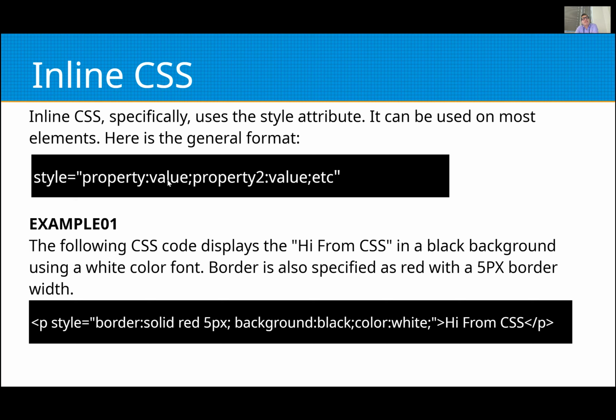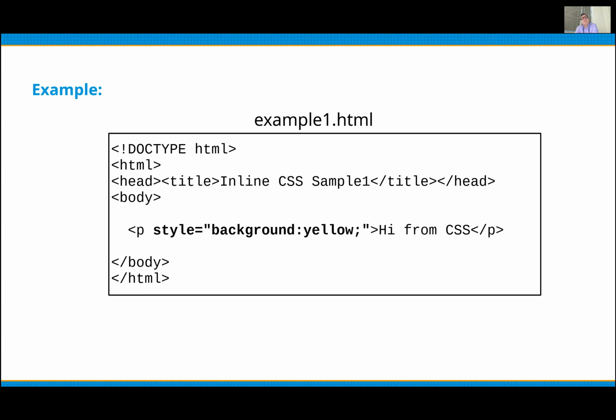So you have the property and the value with a colon instead of the equal sign, and you separate different properties by the use of the semicolon. So here's an example of changing 3 properties. We're changing the border, the background, and the color. We're using the style attribute. So whenever, once again, you use the style attribute, you are using inline CSS. So there's a complete example of inline CSS, where you're changing the background to yellow.